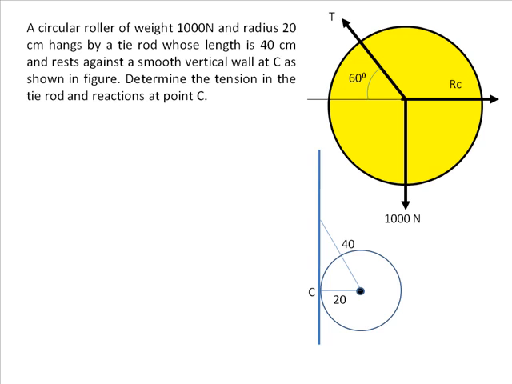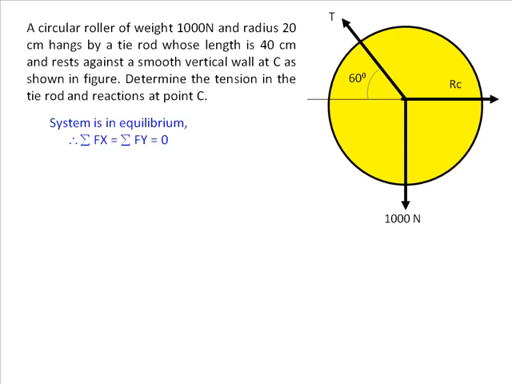Once I am here, all I have to do is say that because the body is in equilibrium, these forces have to obey sigma Fx = 0 and sigma Fy = 0. So all I do is take the sum of all these forces in x direction, that is sigma Fx, that is RC minus T cos 60, and equate it to 0.